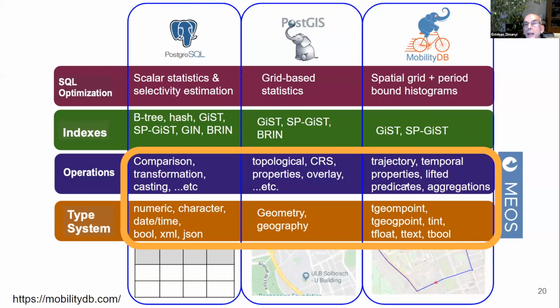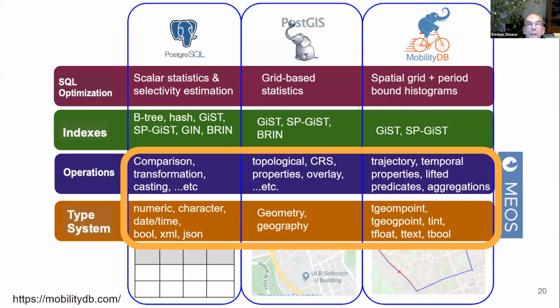On top of that, of course, we have the predicates. I have shown a couple of these predicates, indexing, and spatial-temporal histograms to provide the cost for the query optimizer. So this is basically the architecture of MobilityDB. We launched MobilityDB 1.0 in April, almost 1.5 years ago, and suddenly it was quite successful.